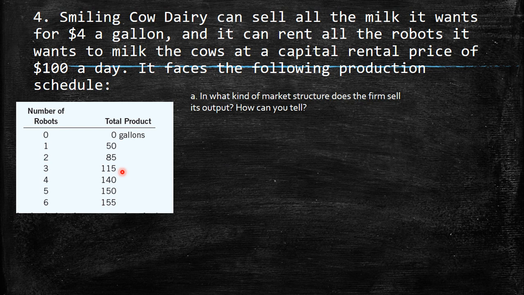Then, in what kind of market structure does the firm sell its output? How can you tell? Here we are in a competitive market, because Smiling Cow Dairy can sell all the milk it wants for $4 a gallon. This is an important fact, because it doesn't matter if you produce just 1 gallon of milk or 100 gallons. The price you get in the market is exactly the same, because you are a price taker. You don't have any power inside the market.